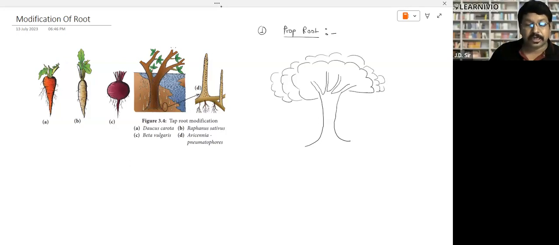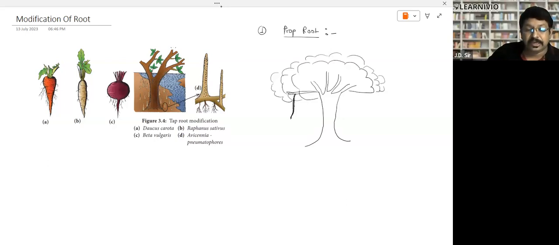From the horizontally increasing branches, what happened? From there are some branches which are the horizontal branches. From these horizontal branches, some outgrowth start traveling towards the ground, right? These are called prop root. Basically, they are not prop root. They are part of the stem.